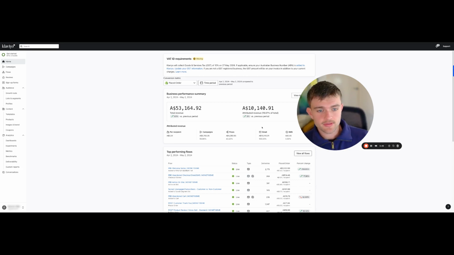So what we did, we saw the attributed revenue was low. We saw the flows were making up less than 50% of revenue, so we looked at the flows. The welcome flow in particular is going to be the one with the most traffic. As you can see, it's had 2,000 deliveries. So we wanted to go into the welcome flow and see what was happening.